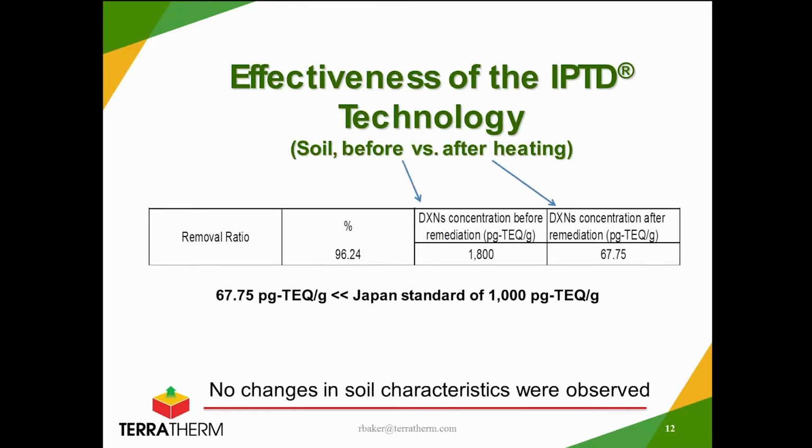Now for what happened in the heated soil. There were 1,800 picograms of TEQ per gram pre-treatment and only 68 post-treatment, which was well below the Japanese standard of 1,000 picograms of TEQ per gram that we were shooting for. So, so far so good, and there were no changes in soil characteristics observed. This is not like heating the soil hot enough to cause it to fuse together into a brick or anything like that.